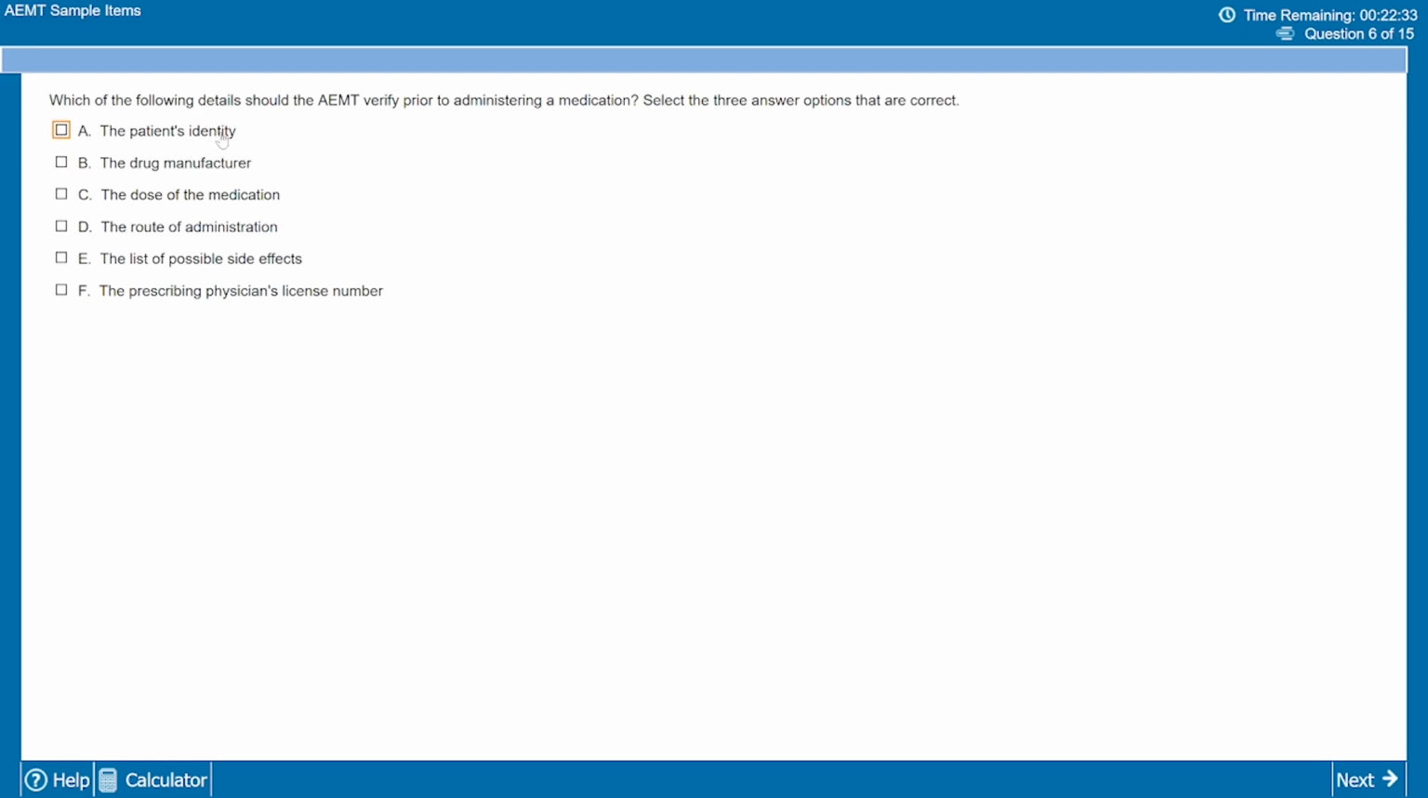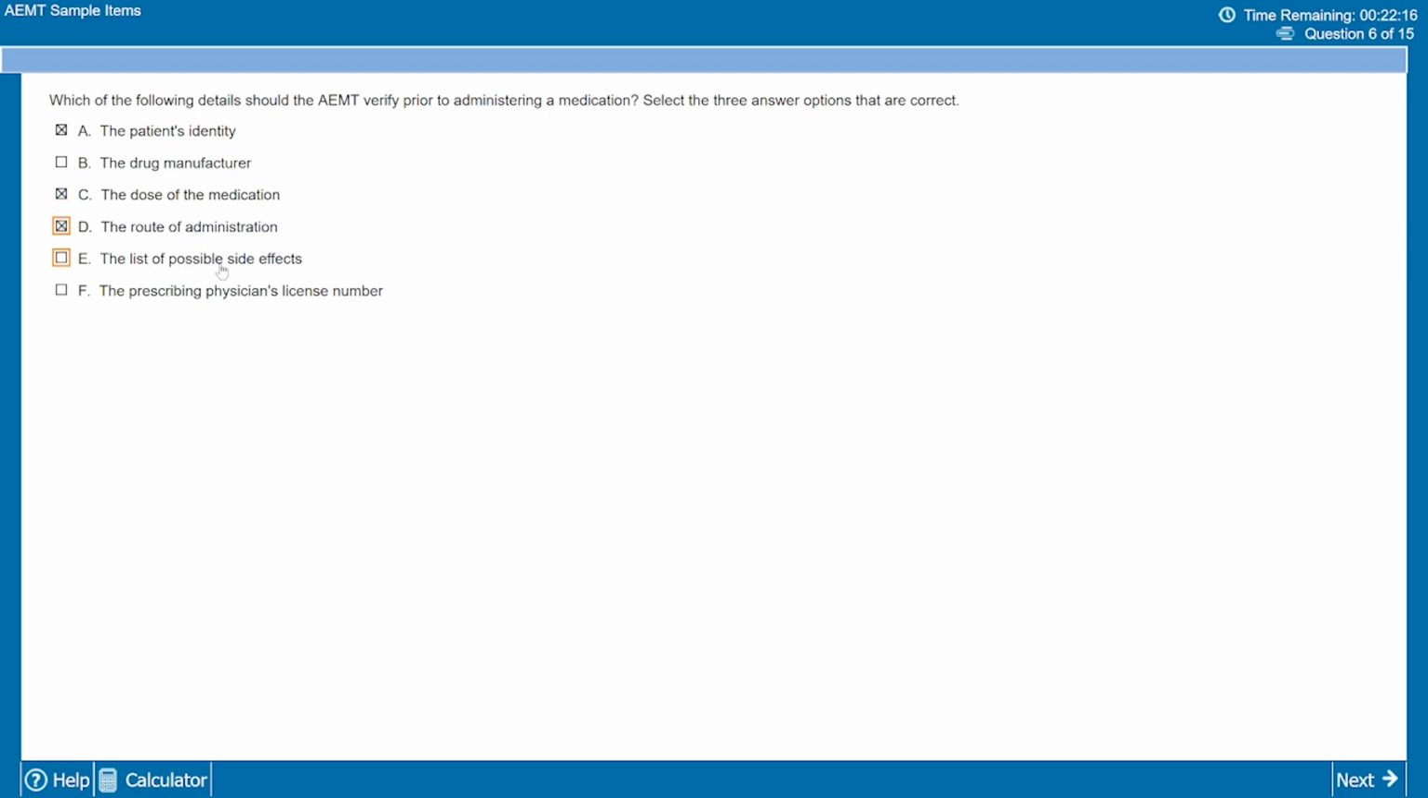So the patient's identity, of course, you'd have to know that before you administer medication. The drug manufacturer, you don't need to know this. This is nonsense. The dose of the medication, that's incredibly important, so I know that that's correct. The route of the administration, that is also correct.